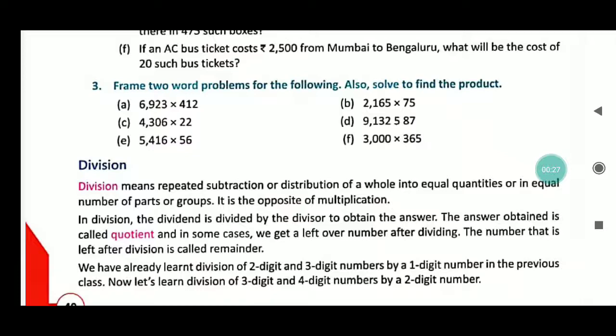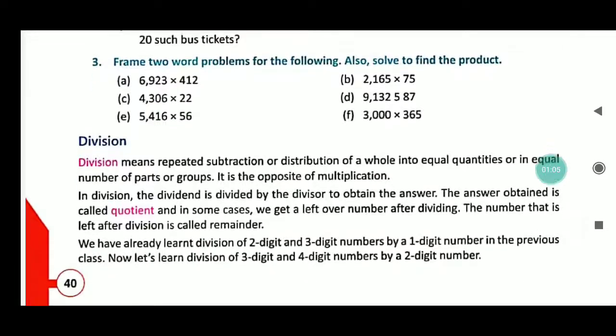Division means repeated subtraction or distribution of a whole number into equal quantities, or into an equal number of parts or groups. It is the opposite of multiplication. In multiplication we are adding, but in division we will subtract. In division the dividend is divided by the divisor to obtain the answer. The answer obtained is called the quotient, and in some cases we get a leftover number after dividing. The number that is left after division is called the remainder.